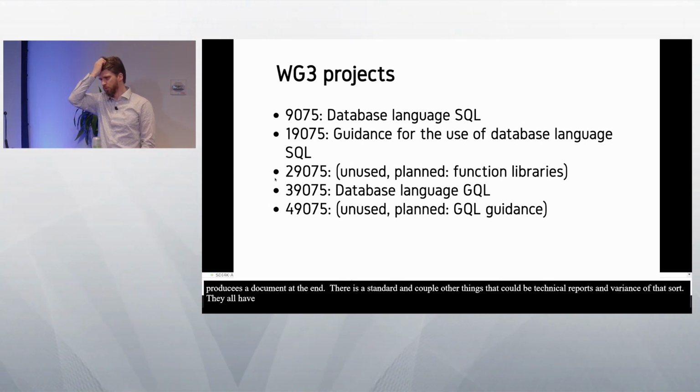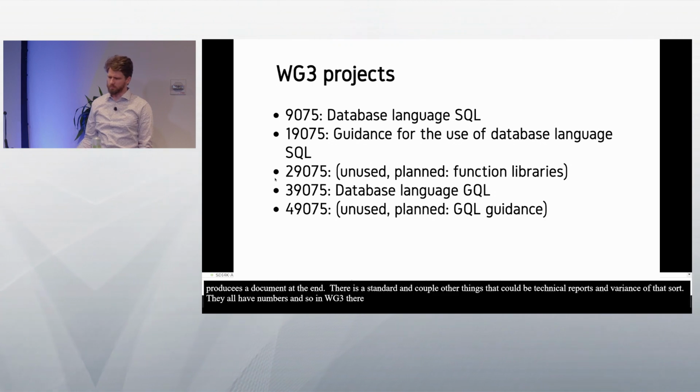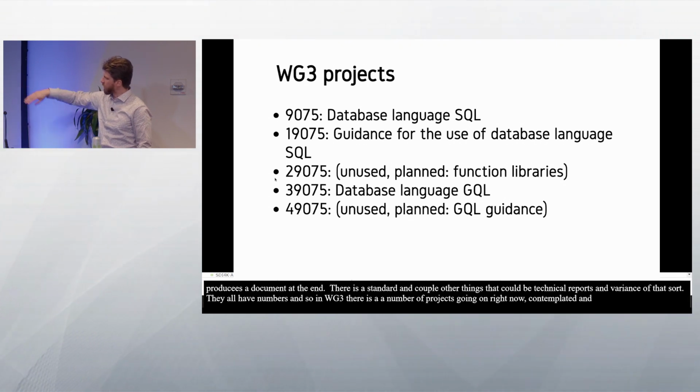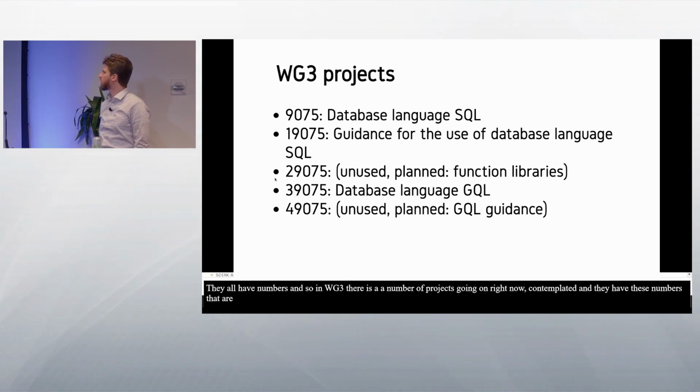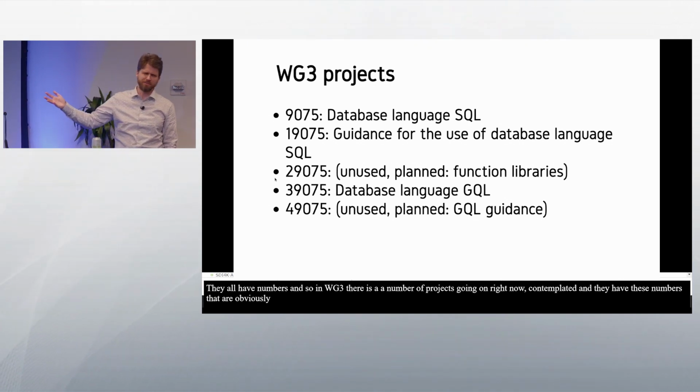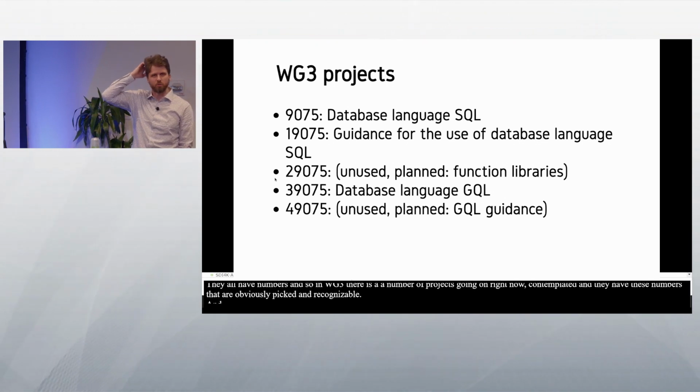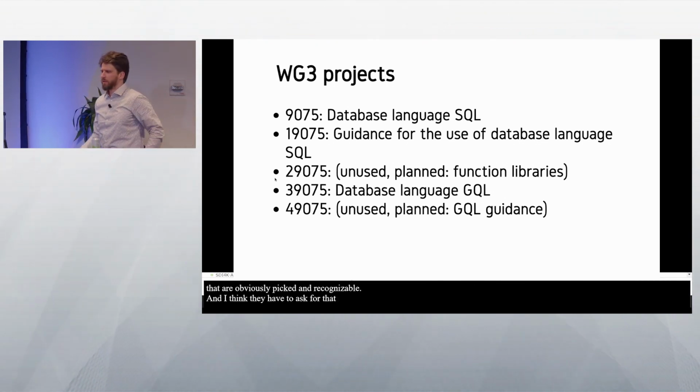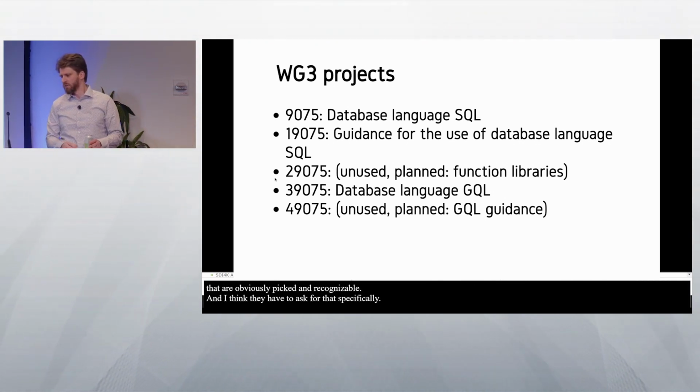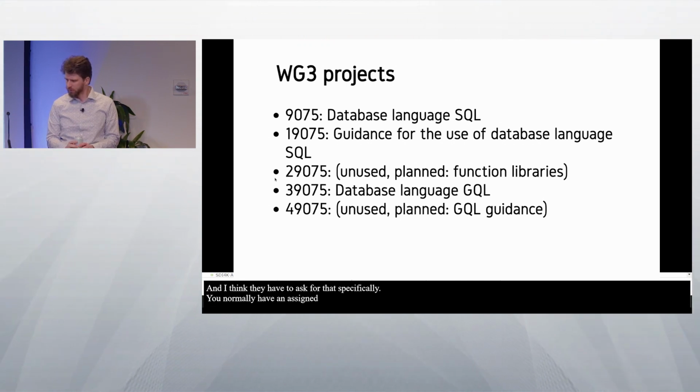So in WG3, there's a number of projects going on right now or contemplated. And they have these numbers that obviously with some whimsy have been picked to be recognizable. I think they probably had to ask for that specifically. Normally you just get assigned a number if you have a new project. But so 9075 is SQL that we know.